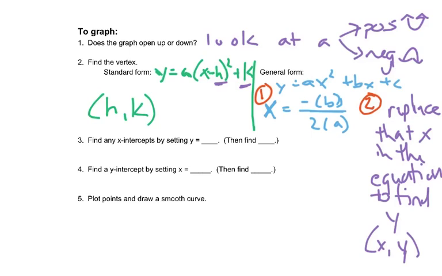Then finally, the third step is that we need to find x-intercepts. And always when we're finding x-intercepts, we make y equal to 0, and then we find x. Then we find y-intercepts, and that means we make x 0, and then we find y. And then we plot those points. So we'll have a point here, or 2 points here, and a point here. And we'll plot all of those, and then we draw a smooth U through those points.